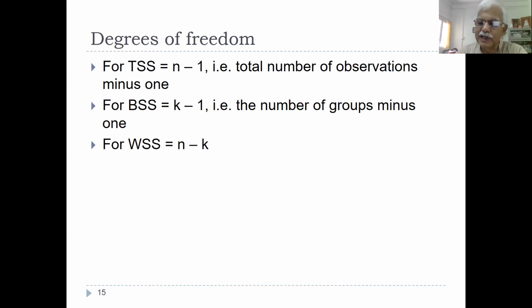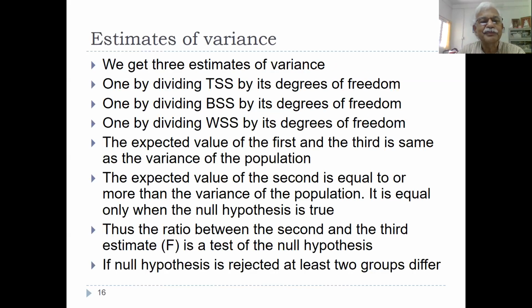Now, the between sum of squares has k minus 1 degrees of freedom, where k is the number of groups. So 1 less than the number of groups is the degrees of freedom for the between sum of squares. And the within sum of squares has the degrees of freedom for the total sum of squares minus that for the between sum of squares. So n minus 1 minus (k minus 1), which becomes n minus k. Between is k minus 1 and within is n minus k.